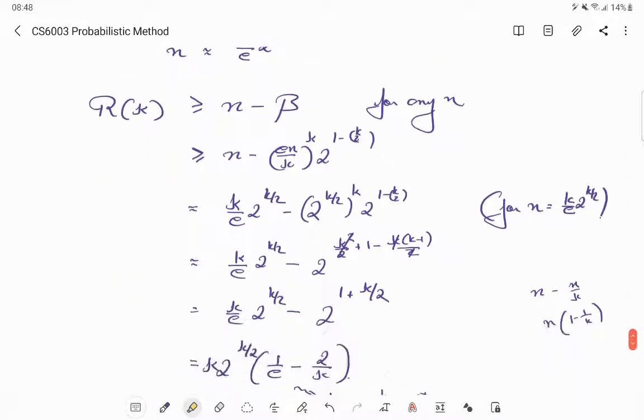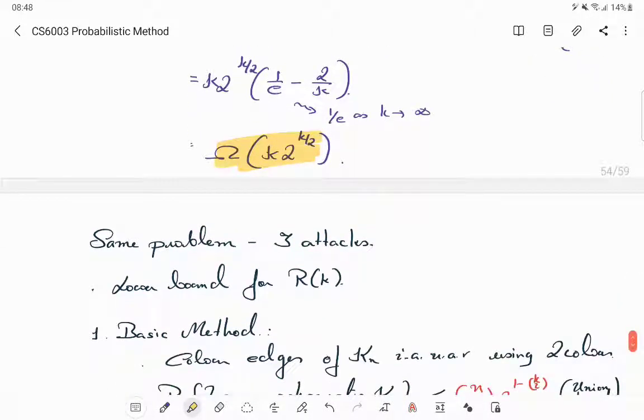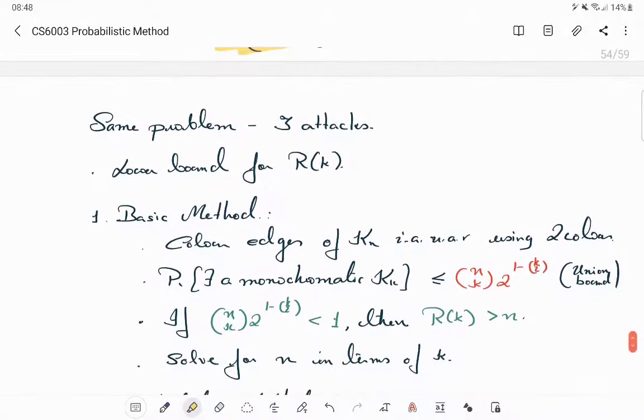Now, I do not know the next discussion, but I think I have time, so let me quickly tell you why you would have got this improvement by a multiplicative factor of k. In fact, the same problem, finding a lower bound for R(k), we can attack it using all the three methods that we have learned so far. The basic method we already saw, where every time the coloring of the edges is a random two coloring, independent and uniformly at random.